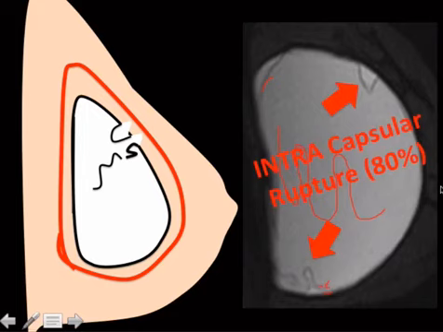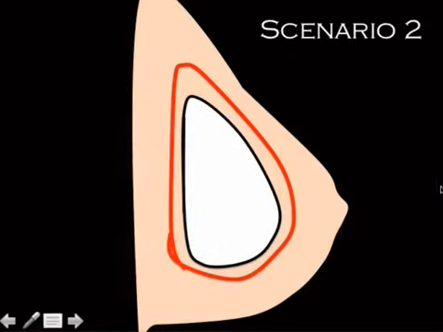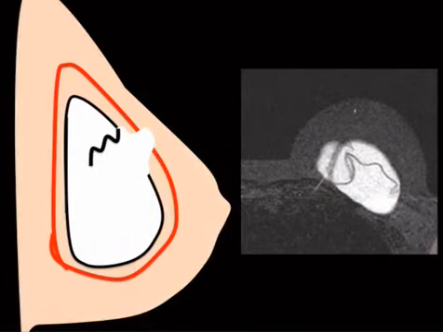And that makes up about 80% of cases. So this is the majority of implant rupture: isolated intracapsular rupture. So here's scenario 2. You've had an injury that violates both the envelope of the implant as well as the fibrous capsule. And this is what they'll call extracapsular rupture. But I want to point out that if you have extracapsular rupture, you've also ruptured the envelope of the implant because there's no other way to get silicone out.